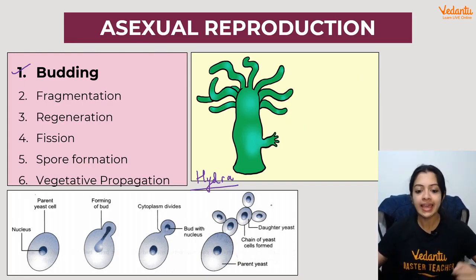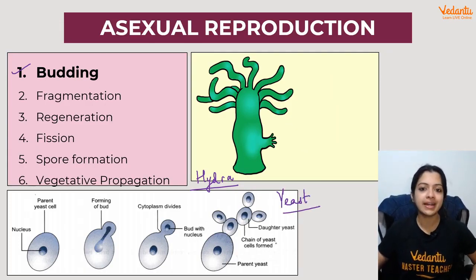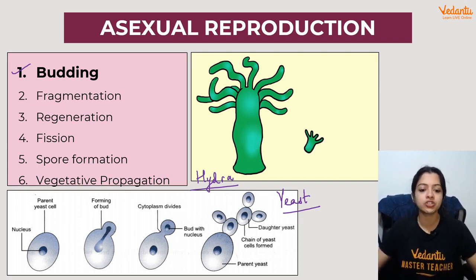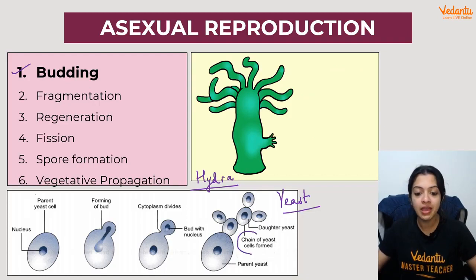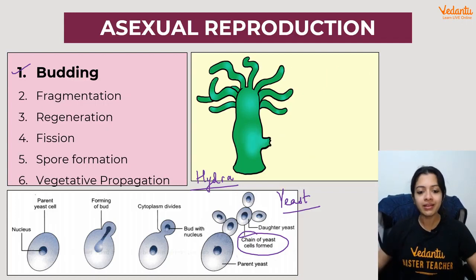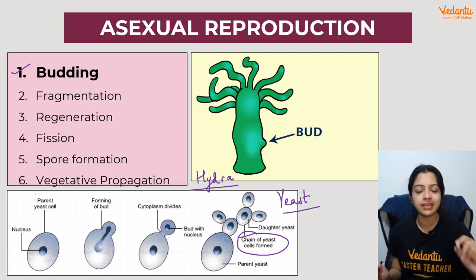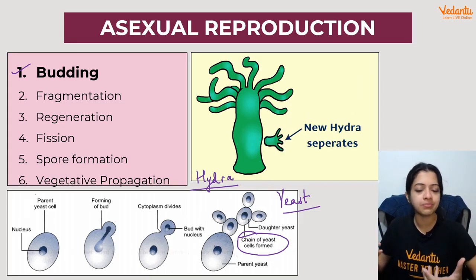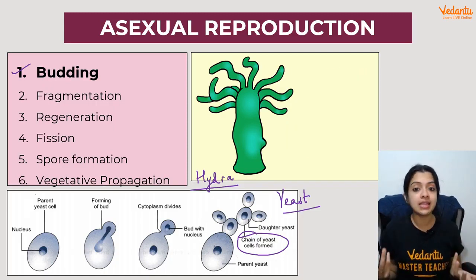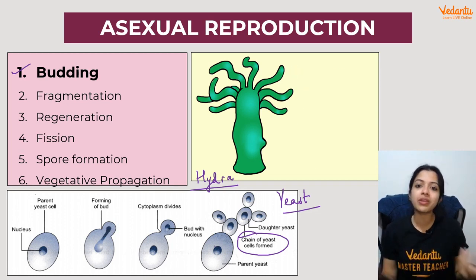This one, what is this? It's a fungus. We call it yeast. Yeast is also a very good example of budding. Look at how beautifully it's happening, right? Formation of the bud, cytoplasm divides, and ultimately you see a chain of yeast cells being formed. So these are examples of both unicellular as well as multicellular organisms that reproduce by budding. Also remember, children, one thing, let me tell you before I forget: Hydra can also regenerate just in case it loses any of its body parts like its tentacle by some accidental means. It has the ability to regenerate. Typically, it reproduces by budding, but it has the ability to regenerate as well.